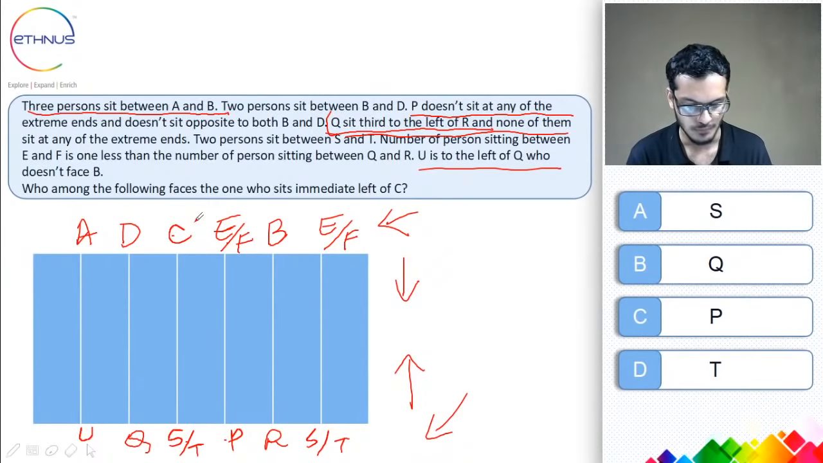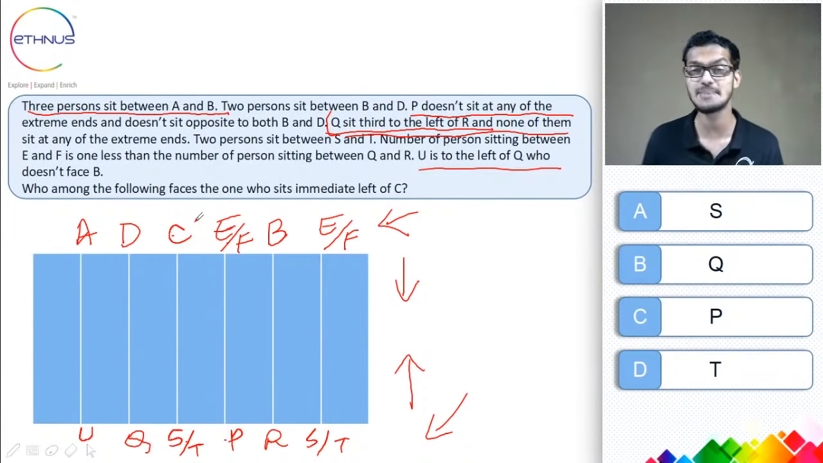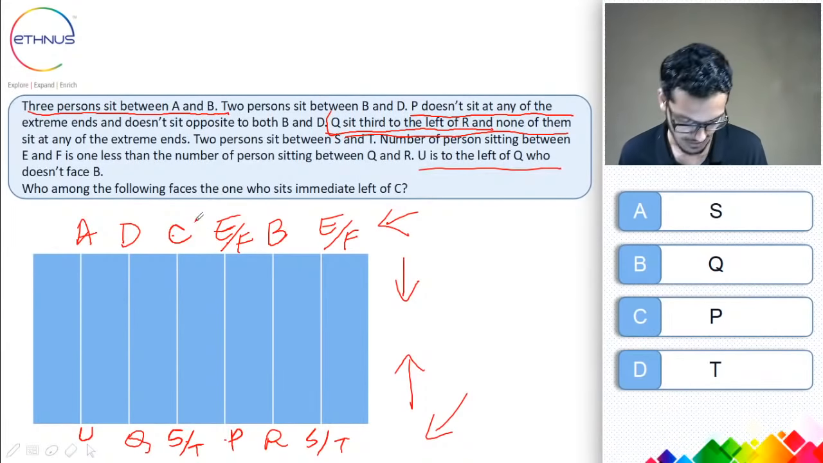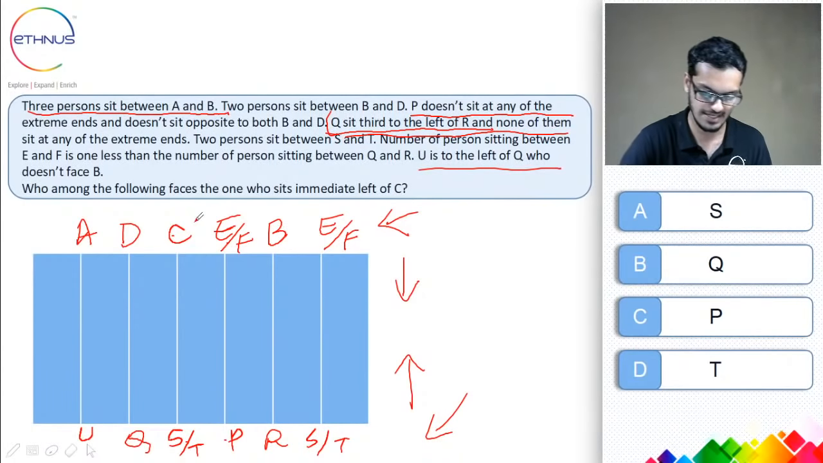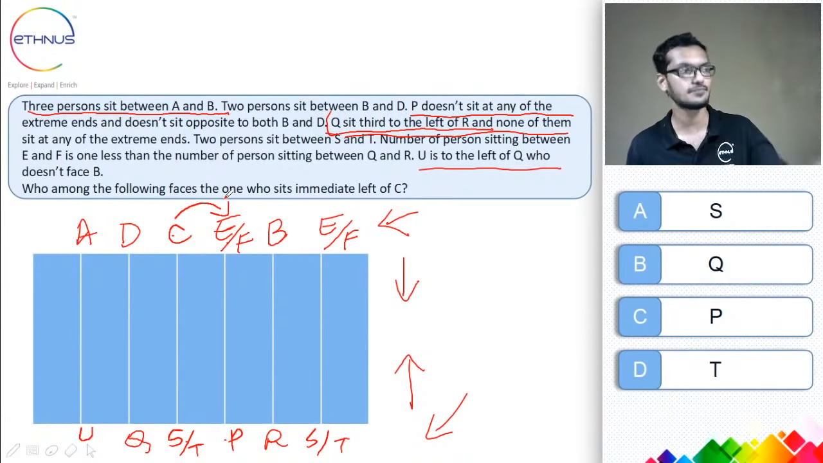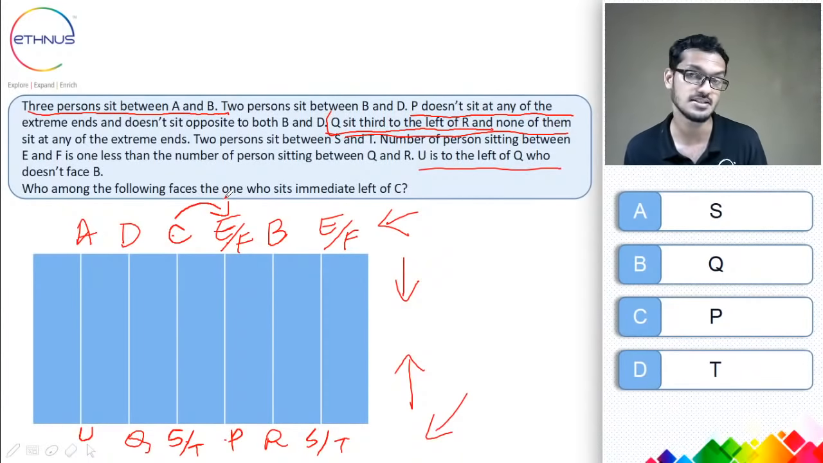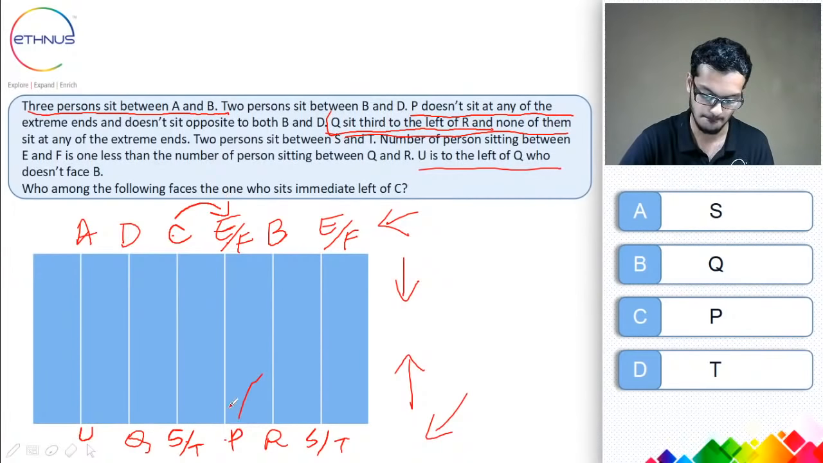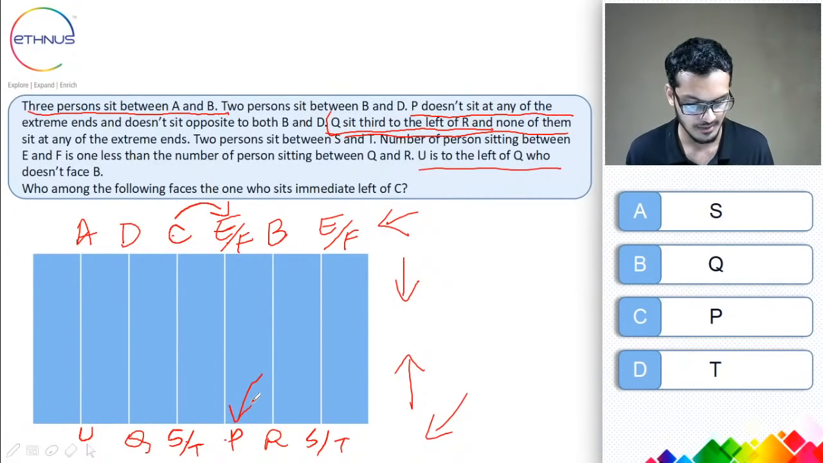Okay, now see, it's actually an easy arrangement, nothing much you need to calculate. So the question asked is who among the following faces the one who sits immediately left of C? So let me know in the live chat what is the answer. Left of C means, if you consider C is facing towards south, right? So left of C you have E and F. So E and F is towards the left of C, and who is that person facing? Either E or F, they are facing P. So P is the correct answer.